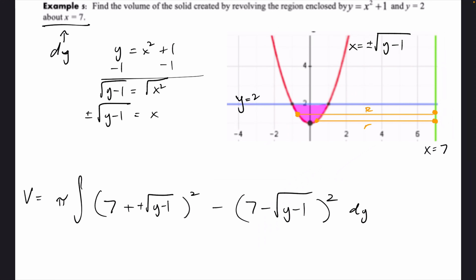Last thing, the bounds. So again, it's with respect to y, dy. So now we're looking for the y values. One of the y values is 2, right? The y is 2, so that's going to be the top bound for the integral. The bottom, where is that dot at? 1 or negative 1, right? Is that negative 1? No, positive 1. It's positive 1. Yeah. That's the y value there.